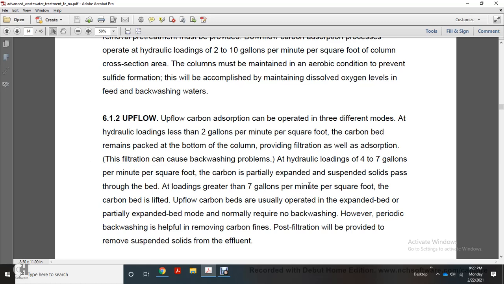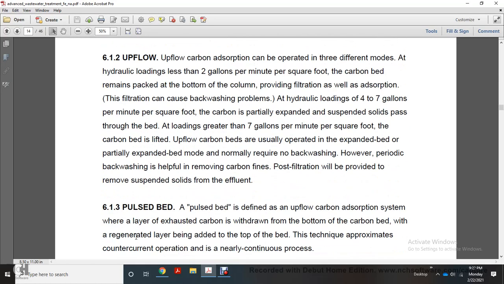With loadings greater than 7 gallons per minute per square foot, the carbon bed is lifted upflow. The carbon beds are usually operated in expanded bed or partially expanded bed mode and normally require no backwashing. However, periodic backwashing helps remove the carbon fines. Post-filtration will be provided to remove suspended solids fluently.